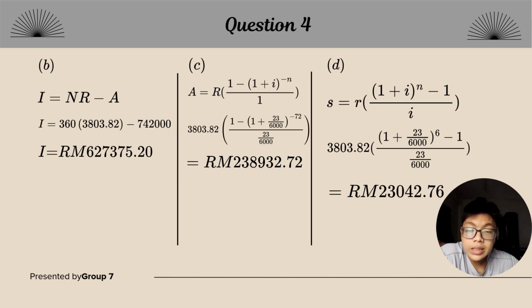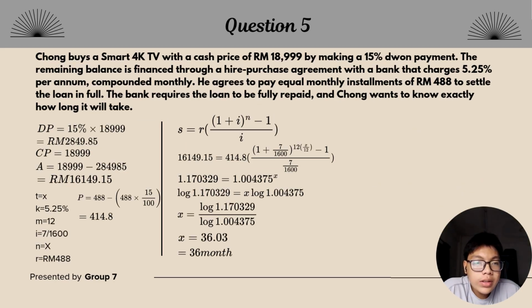Next question is D. If he fails to pay the first 5 monthly payments, find the amount he has to pay on the sixth payment in order to settle the outstanding arrears. So we use this formula. Then we calculate and we got the answer, which is 23042.76.